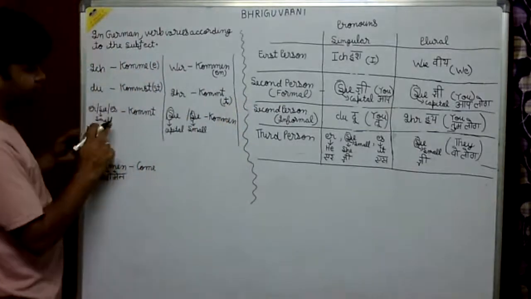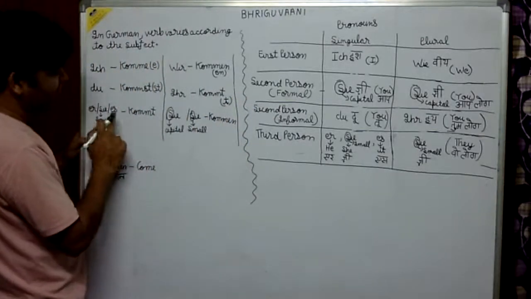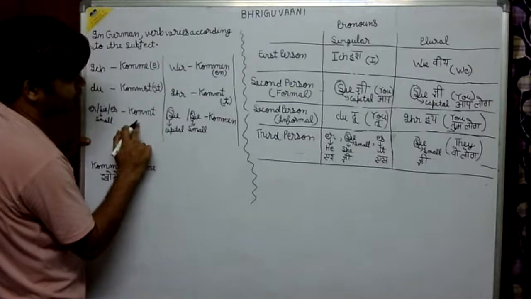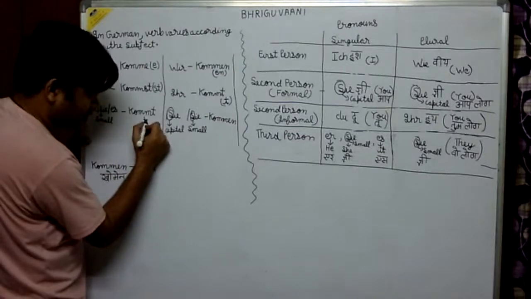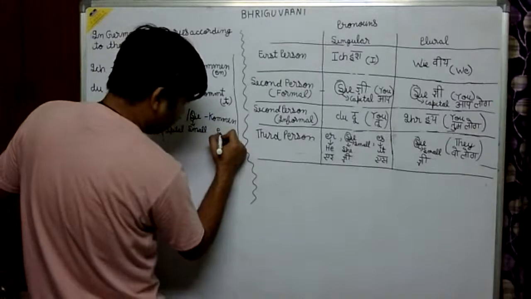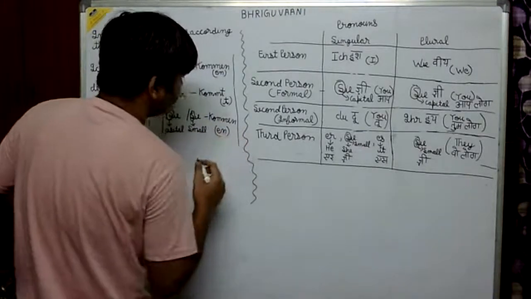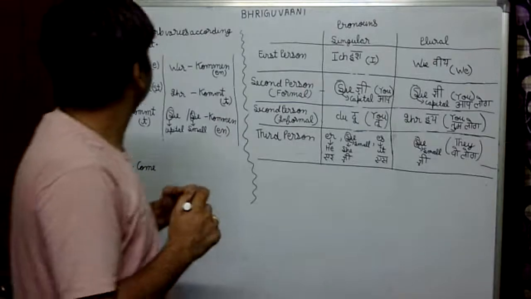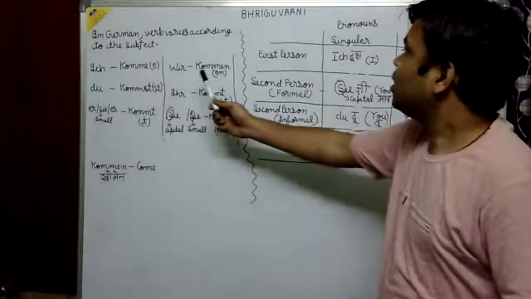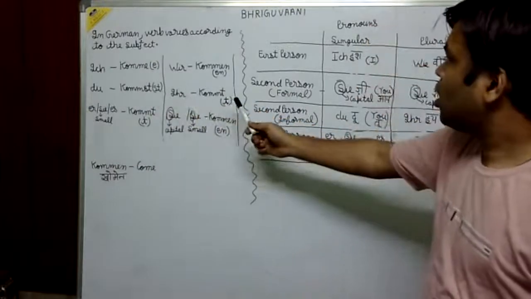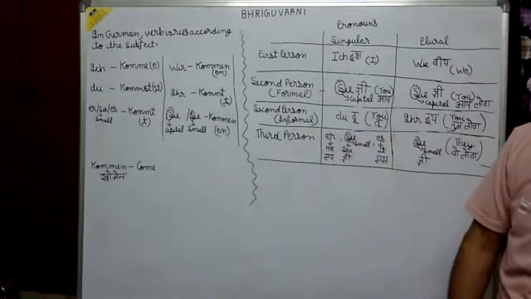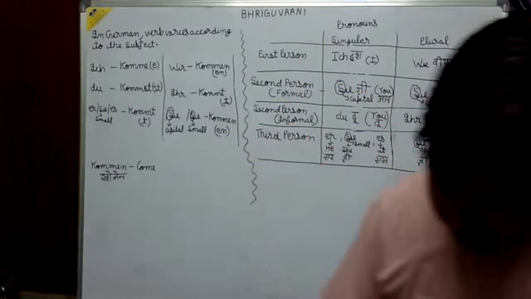In case of ihr, t. In case of sie, en. Okay. So kommen, kommst, kommt. You can look at this table.